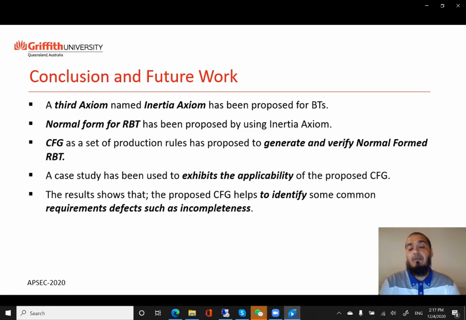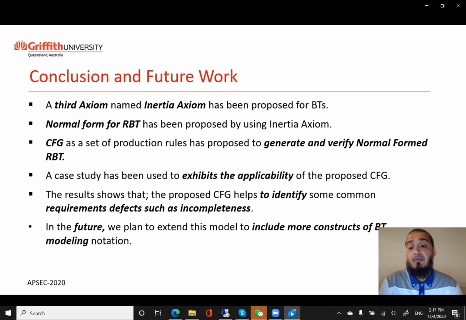In the future, we plan to extend this model to include more constructs of behavior tree modeling notations. In this paper, we have just defined the very basic ones, but we have some other constructs that we plan to include. We also plan to perform empirical validation using industrial case studies and input from industry experts.